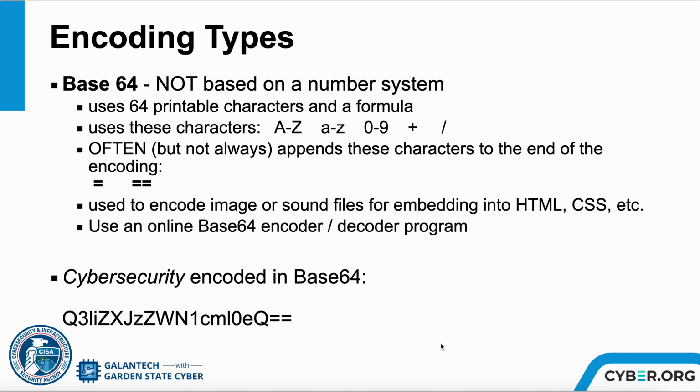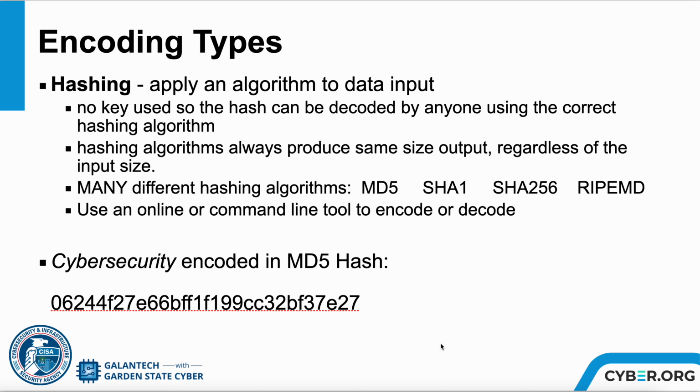Here it is in base 64. It's not based on a number system; it uses 64 printable characters and a formula. So it uses A through Z, capital and lowercase, 0 through 9, plus, and slash. So it uses some characters, some symbols. And then here it is in MD5 hash. Hashing is applying an algorithm to data input. No key is used, so the hash can be decoded by anyone using the correct algorithm. There are different types of hashing algorithms: MD5, SHA-1, SHA-256.